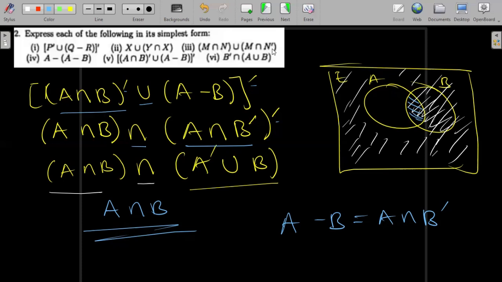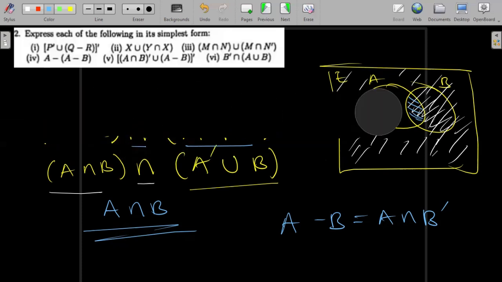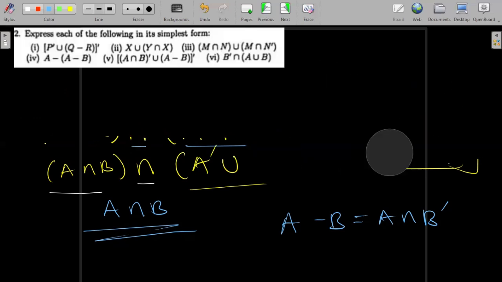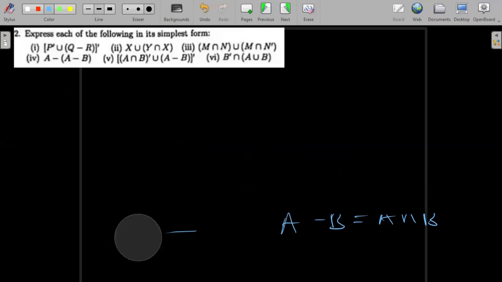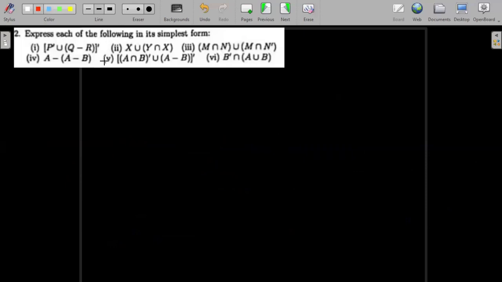All right. So now we do the last part, which is that one, 6. How do we go about 6? Kind of a similar approach, in fact, to everything that we've been doing. So 6 is just B complement intersect, then you have A union B. B complement intersect A union B. How do we handle that one? Okay, not something to worry about.